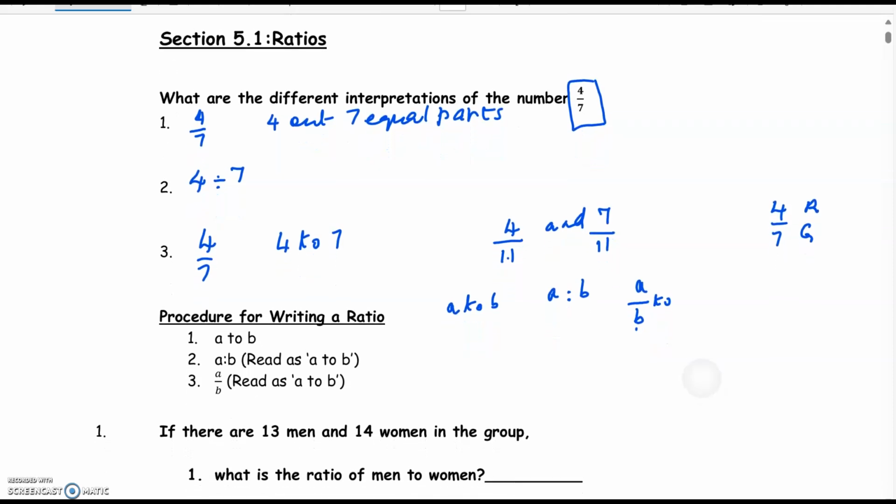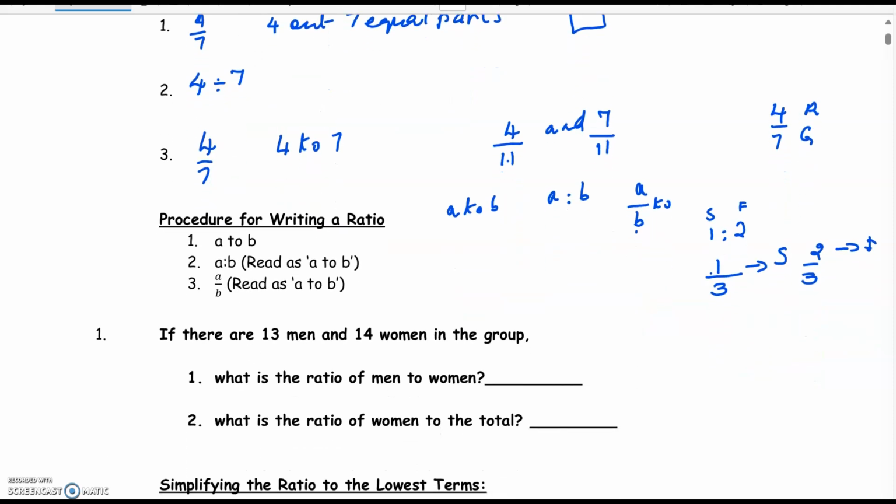So if I say, for example, the sugar to flour ratio is 1 to 2, what does this mean? If there are a total of 3 parts, 2 plus 1, 3 parts, 1 out of the 3 parts, let's say, is sugar, and 2 out of 3 parts is flour. And that's the meaning of the ratio 1 to 2, sugar to flour.